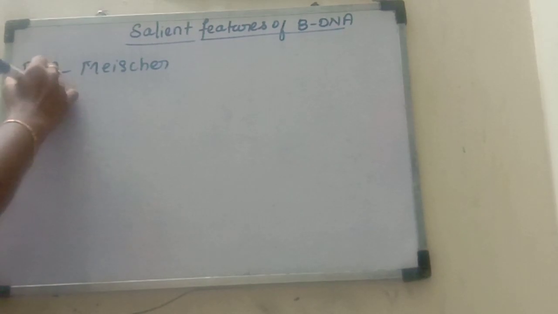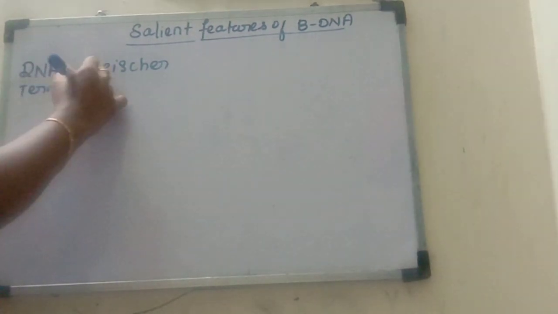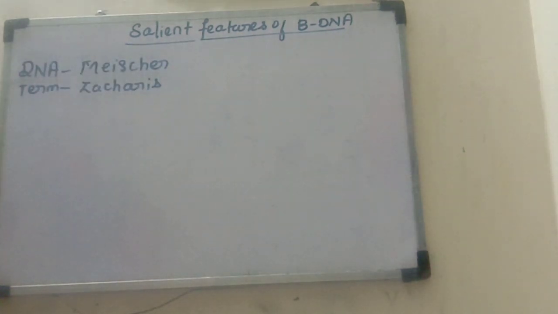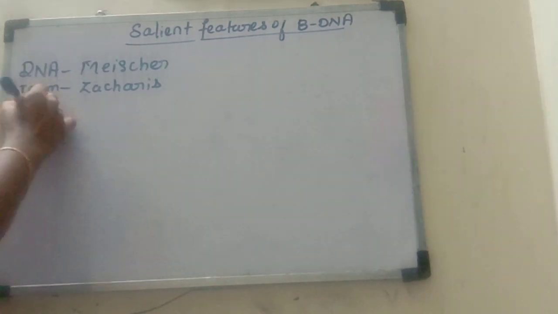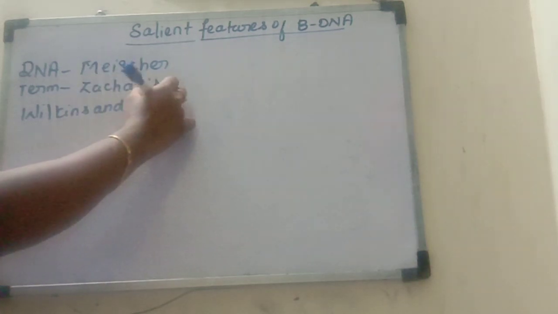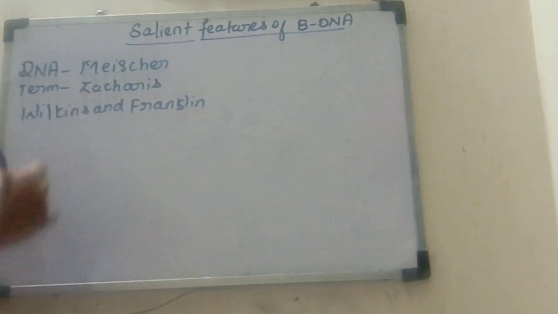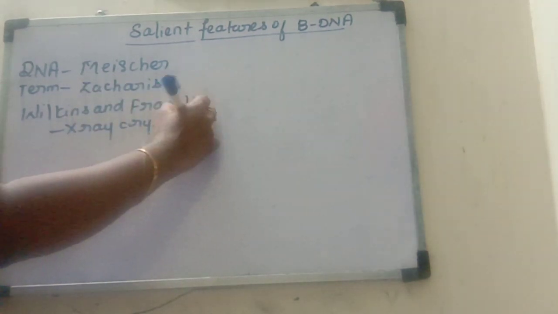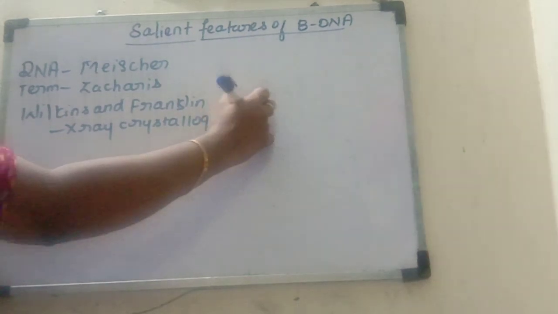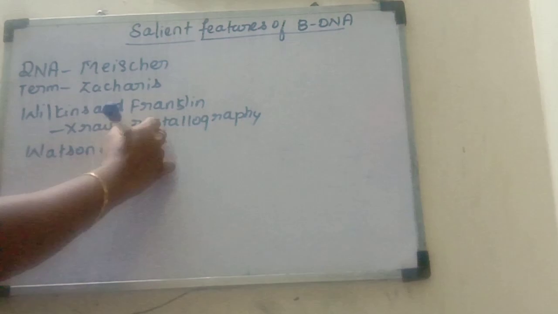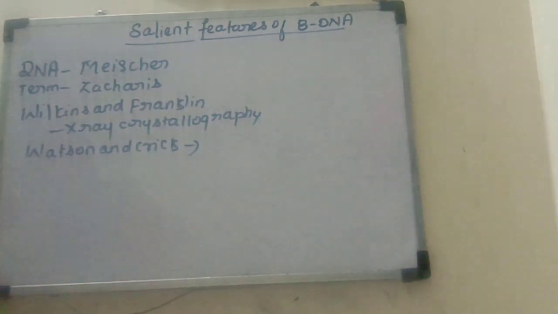The term DNA was given by Zacharias. So who first released a structure of DNA by X-ray crystallography? Wilkins and Franklin. These two people only first gave the X-ray crystallography structure of DNA. Based on their X-ray crystallography only, Watson and Crick gave the double helical structure of DNA.